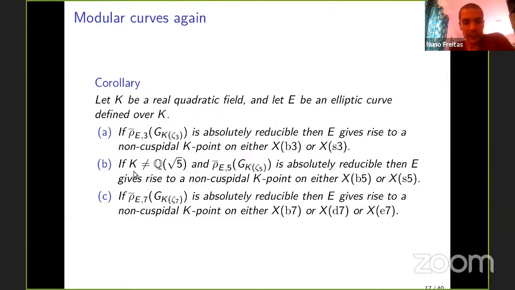Now for p equals 5, we need this additional hypothesis that the quadratic field is not Q square root of 5, because we remember we need the intersection with the cyclotomic field to be Q. So in that case, we would get a non-cuspidal K point in XB5 or XS5. And finally, for p equals 7, if the image is not large enough, then we will get a non-cuspidal K point in XB7 or XD7 or XE7.